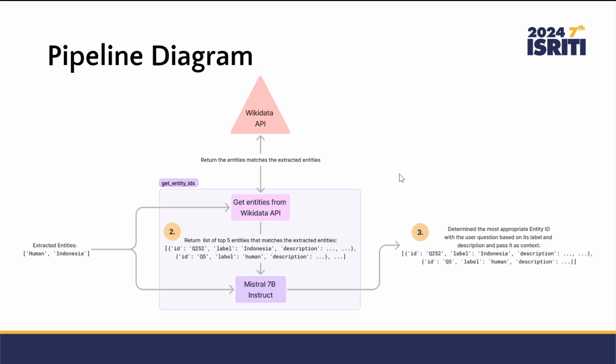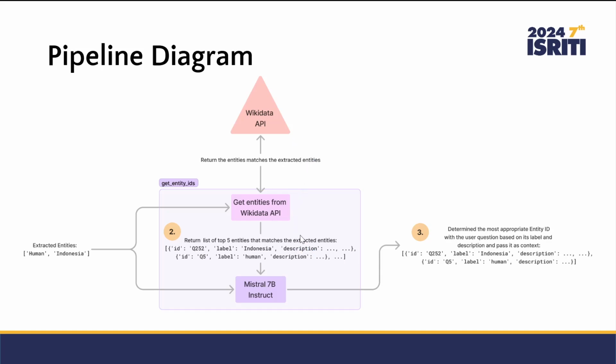The next step is, for every extracted entity, the keyword is used to retrieve the top 5 related Wikidata entities using the Wikidata API, as you can see. And the retrieved data includes the URI or the ID, the label, and the description of the entity.